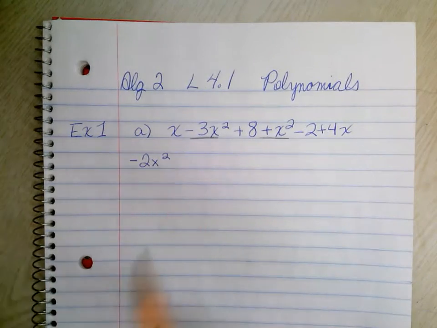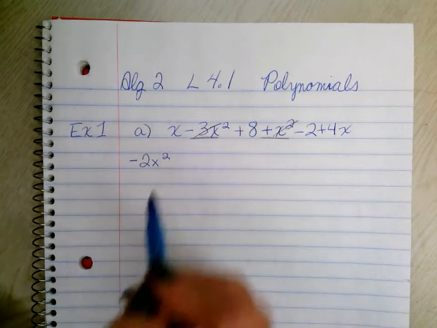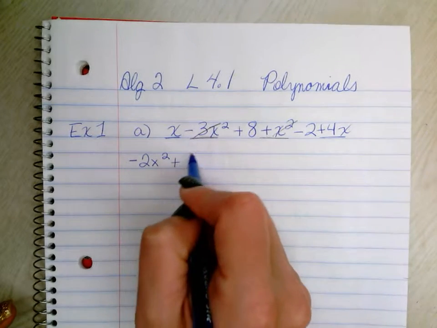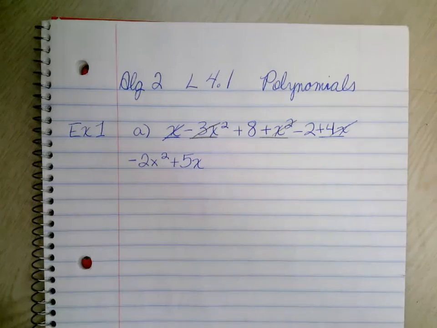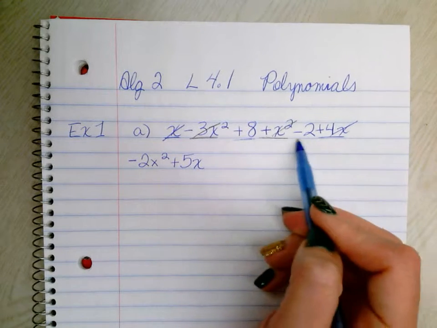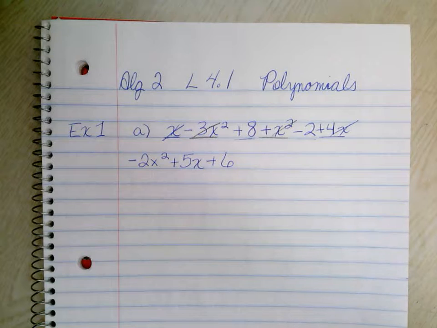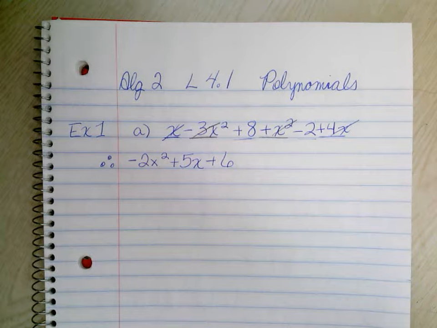Okay? So I have taken care of these. The next item I'm going to look at is my x's. A positive x and a positive 4x is a positive 5x. Okay? I'm done with those. The last thing I'm going to look at is my constants. 8 and negative 2, which is a positive 6. Now I cannot combine this any further, so this is simplified. There is nothing more I can do here. Now that being said, we're not done answering the question.